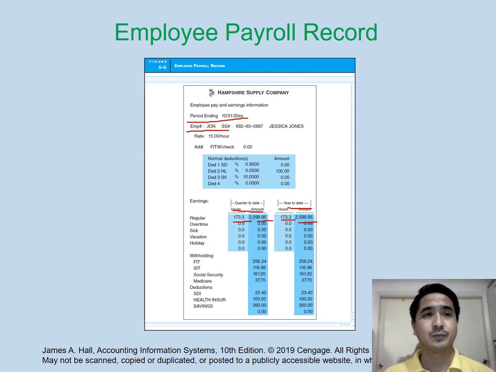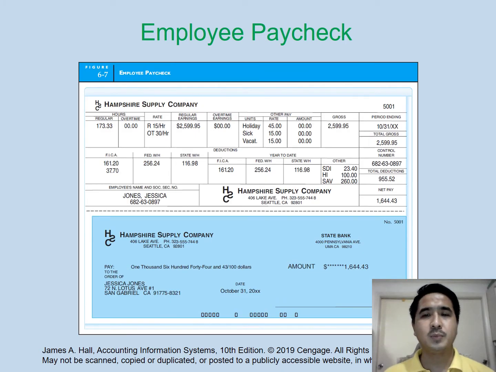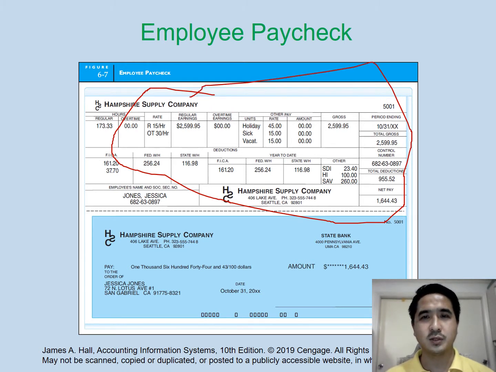Then for the paycheck, these are system generated. You can see at the upper portion the details of the payroll information. Actually, this can serve as your payslip. And then at the bottom portion is your paycheck, a perforated paycheck.